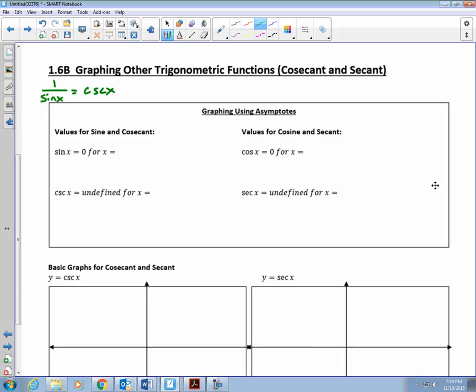Now, here's something important for you to remember. This has to sink in your brain. What is 0 over 1? 0. Now, if you take the reciprocal of 0 over 1, you get 1 over 0, which is undefined. So you need to remember that 0 and undefined are reciprocals of one another. So what happens then is for sine, wherever it's equal to 0, that's where cosecant is undefined. Okay? That's where cosecant is undefined.